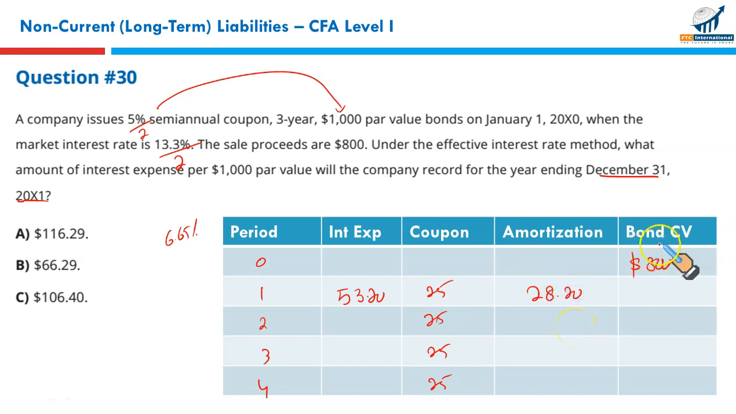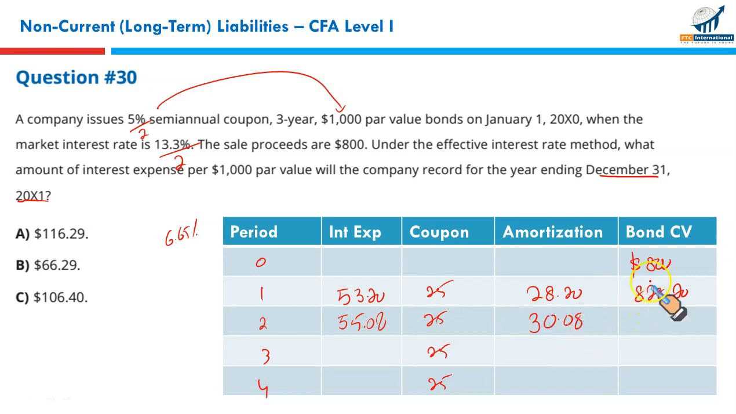Now, what will be the bond carrying value now? Carrying value at the start plus the discount amortized is going to be 828.20. Now, what would be the interest expense next period? 6.65% times 828.20 will give you 55.08. The difference between the interest expense and coupon would represent the discount amortization, 30.08.